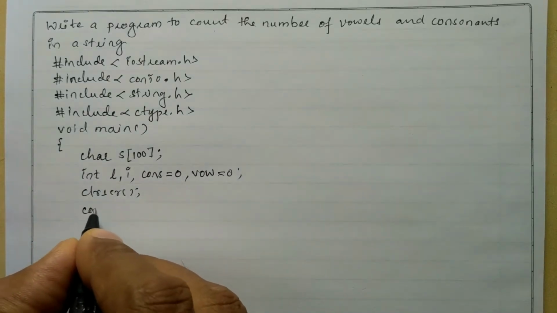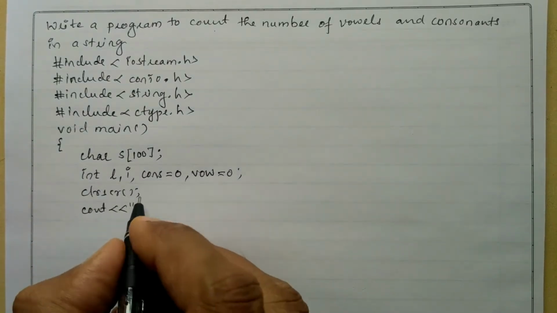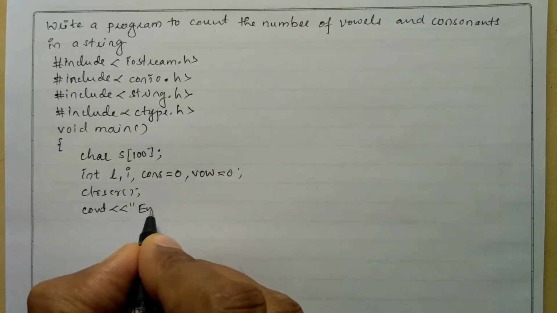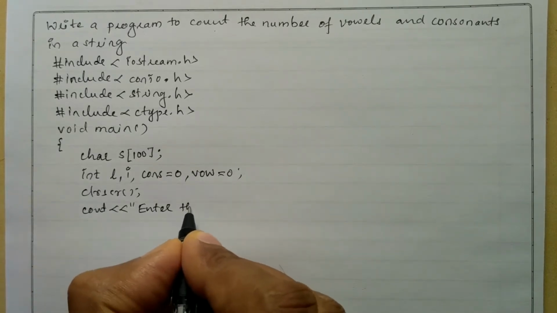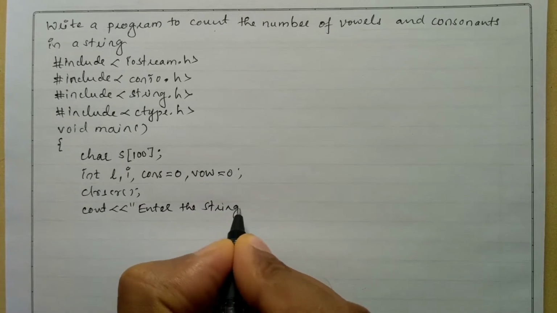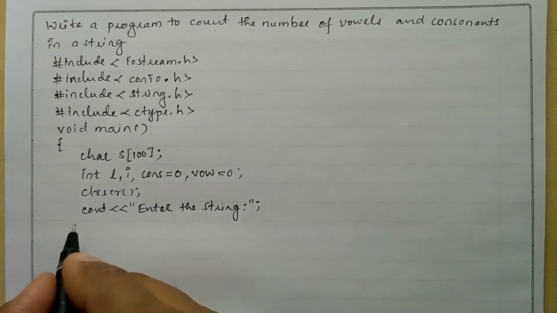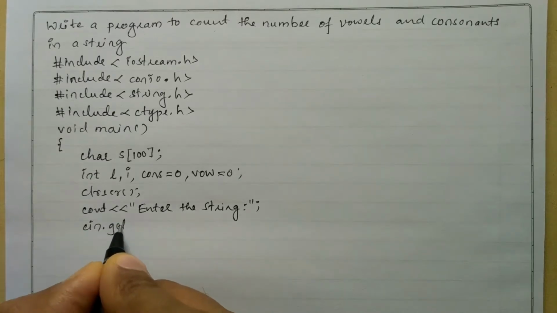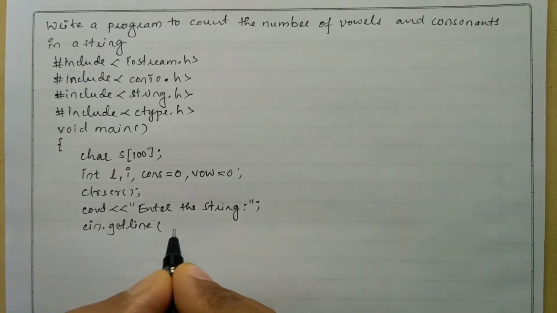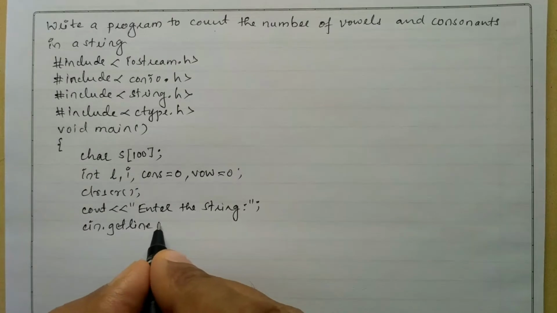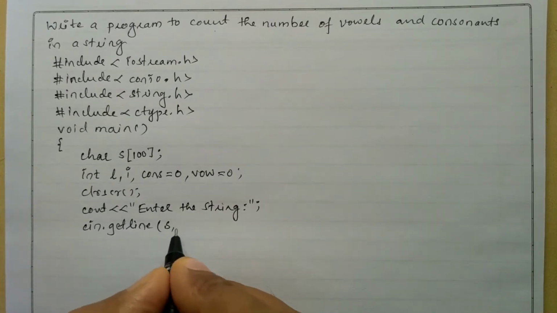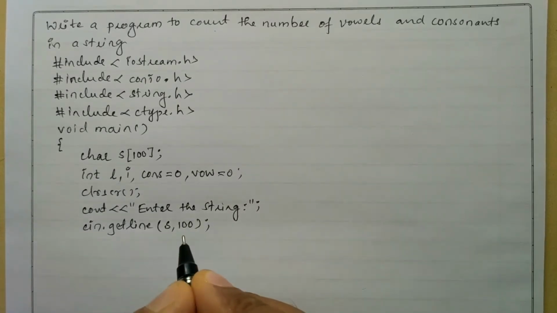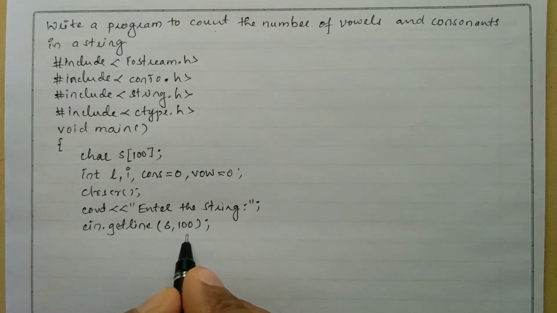Now we will ask the user to enter the string using cout stream insertion operator. In a double quotation mark I'm going to write enter the string, end the double quotation mark and put semicolon. Now I'm going to use cin.getline function to receive the response from the user through keyboard. The first argument is string s, and the next, 100, is representing the size.